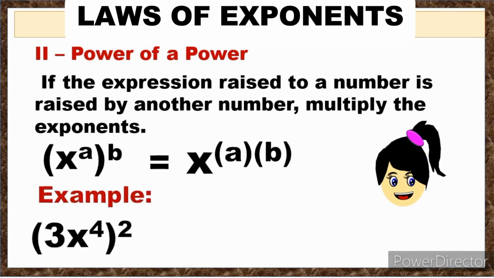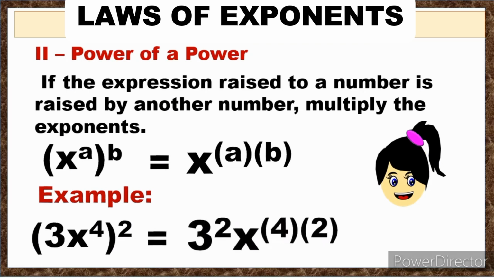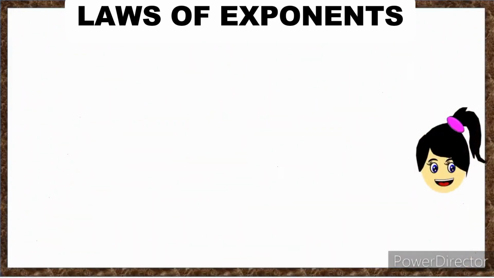Okay, we have the square of 3x raised to 4. Then, it is equal to, we distribute the exponent. So, we have 3 squared, then x raised to 4 times the other exponent, 2. Okay, and then now 3 squared becomes 3 times 3. Then, we have x raised to 4 times 2. 3 squared again is 9, and then 4 times 2 is 8. So, therefore, the answer is 9x raised to 8. So, that is power of a power.